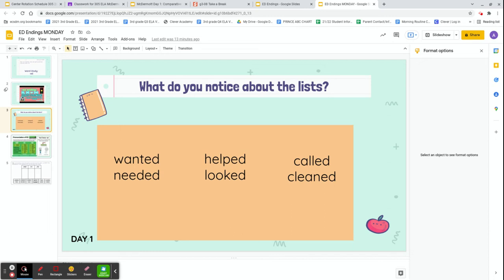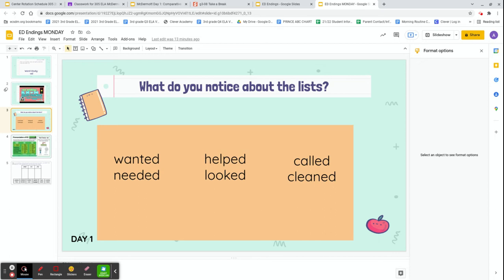I think I'm going to do this a little bit differently. So tomorrow I'm specifically going to talk about the past tense. Does anybody know what the past tense is? When you're talking about the past, it means it already happened. Okay? So we're not talking about the future or the present. We're talking about the past.